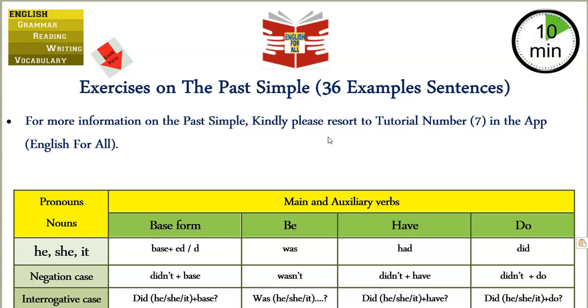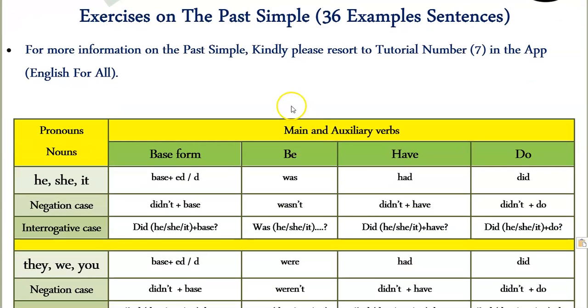If you need more information on the past simple, kindly refer to tutorial number 7 in the app English for All, definitely under classes. In this tutorial, as a beginning, I have summarized for you the conditions in which the past simple is used with regard to the relation between the pronouns and the nouns and the main and the auxiliary verbs.